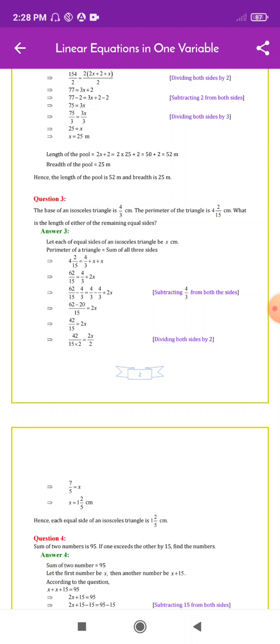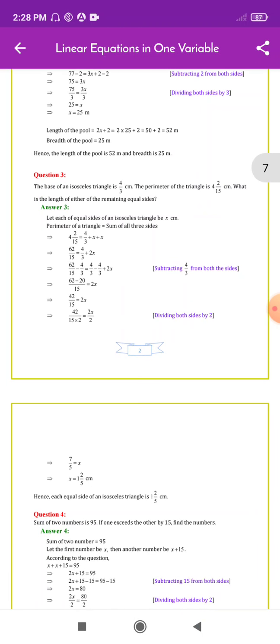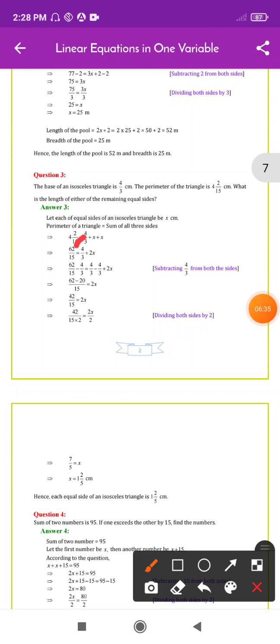Yes or no? Okay, now perimeter of a triangle equals the sum of all 3 sides. Isosceles triangle has 3 sides. Yes or no? That you know. So 3 sides is that. Now see what you have to do. You have to just add the sum of all 3 sides. One is given already, one is given to you, and 2 you have to take as x value. So this perimeter is given, 4 2/15 equals 4 1/3 plus x plus x. Now 15 4s are, what you have to do, we have to just multiply this number.